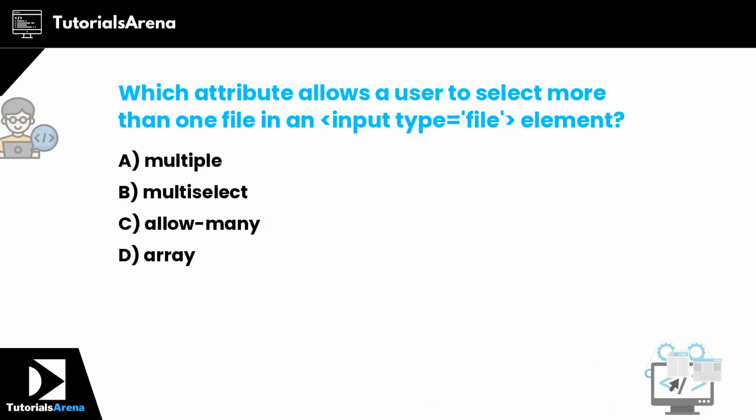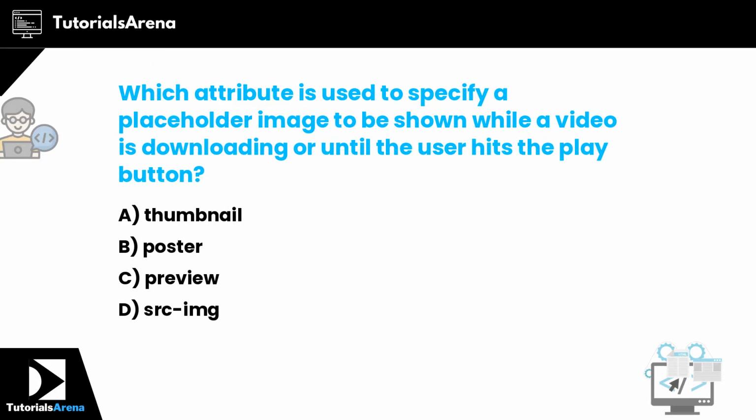Which attribute allows a user to select more than one file in an input type equals file element? The correct answer is option A, multiple. Which attribute is used to specify a placeholder image to be shown while a video is downloading or until the user hits the play button? The correct answer is option B, poster.